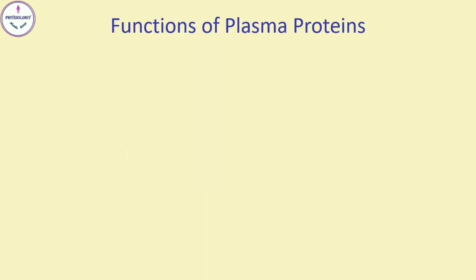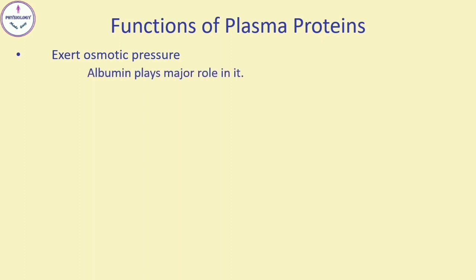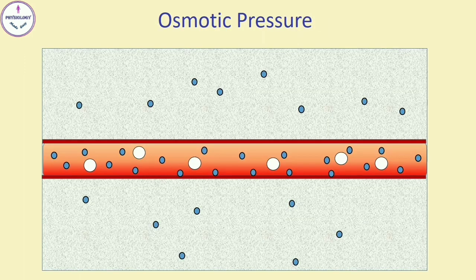Let's now understand the functions of plasma proteins. Firstly, they exert osmotic pressure, which is about 25 mm of Hg, and albumin alone is responsible for 70 to 80% of the osmotic pressure. Let's understand this function in detail. In this picture, a blood vessel is shown supplying a tissue.